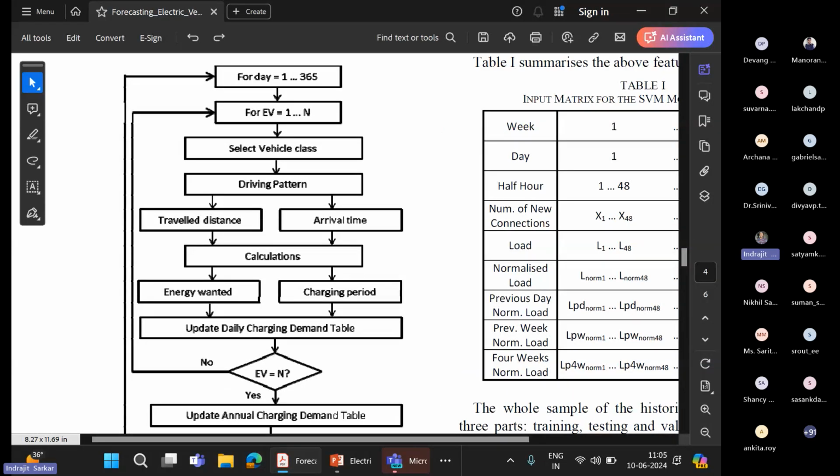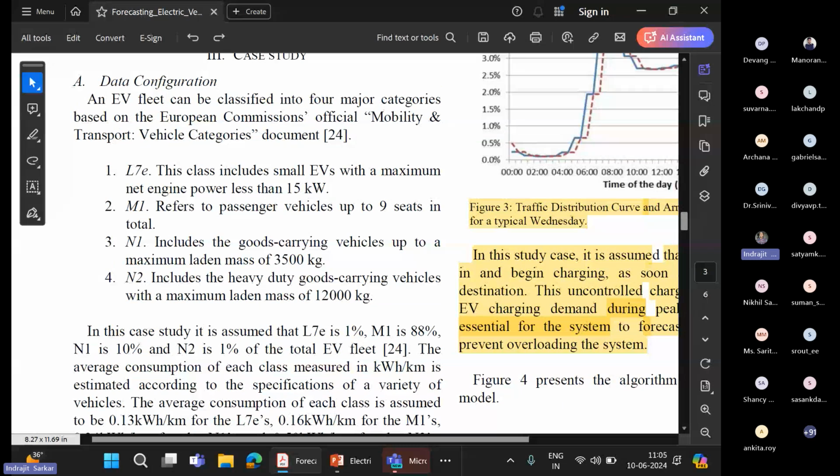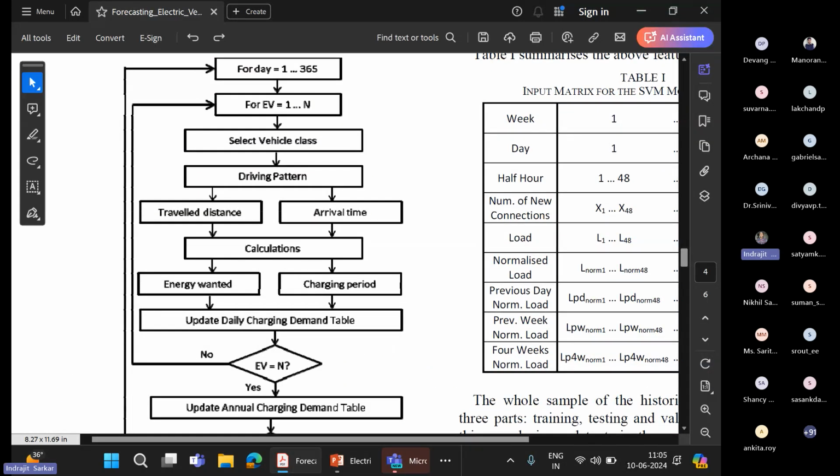Here they start with historic data for 365 days and for n number of electric vehicles. They start with day 1 and vehicle 1. Select the vehicle class, meaning what kind of vehicle it is. They have mentioned the vehicle categories: small EVs, passenger vehicles, goods carrying, and goods carrying with higher load. This is the classification they have done. Then the driving pattern. You need to know the driving pattern, which is given here.